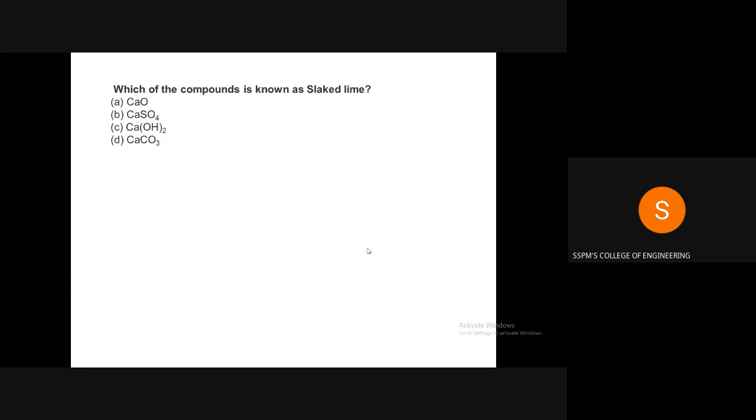First is, which of the compounds is known as slake lime? If you know the uses of the oxide, hydroxide or sulfate ion, then you can easily find the answer. Slake lime means what? It is a royal lime water. It is used in sewage treatment.